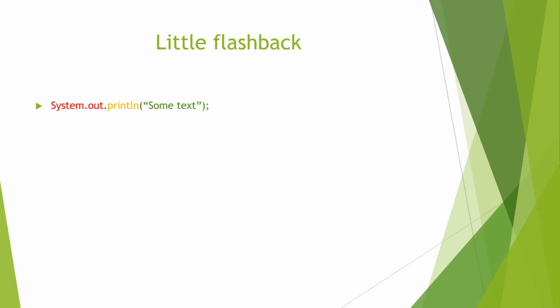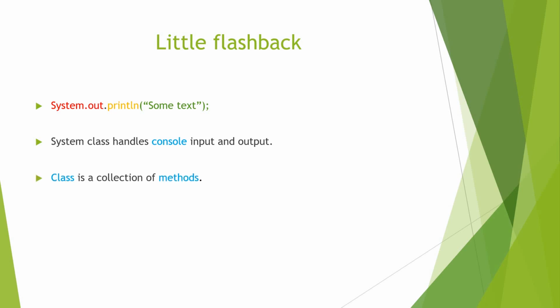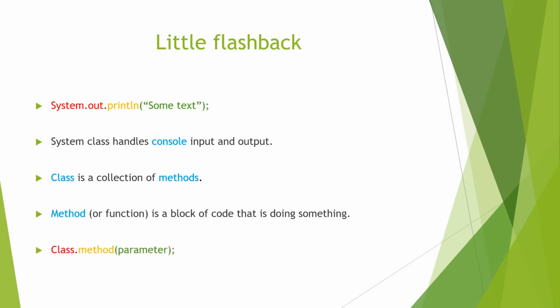So, all you need to know now is that System is a class that can handle input and output of a console. Class is a collection of methods, and methods, or we can call them functions, are just blocks of code that is doing something. Method can be called on a class and can have 0 or more input parameters. To call a method on a class, we have to write a class name, then dot, and then the method name with its parameters. If method doesn't have any parameters, we still have to write the brackets and leave them empty because they are mandatory.